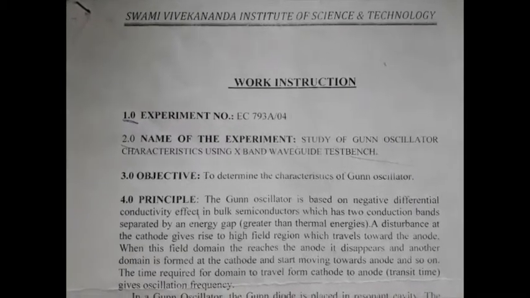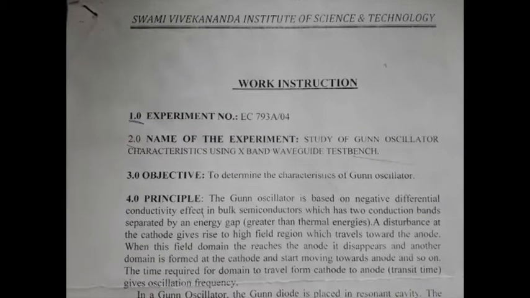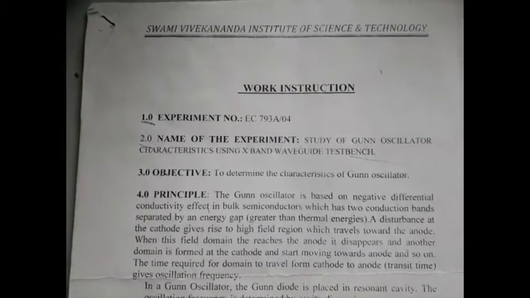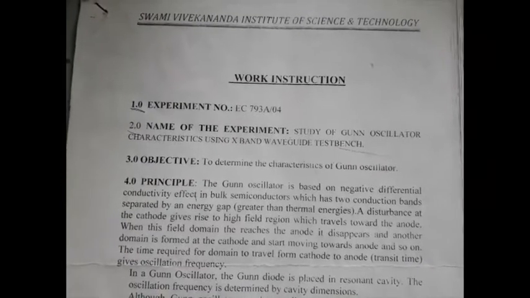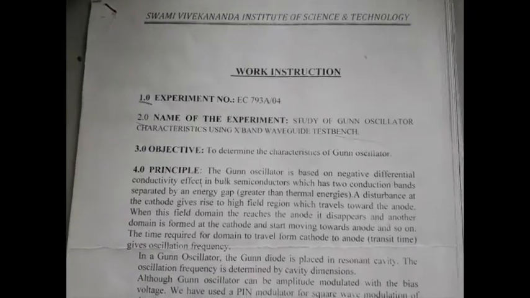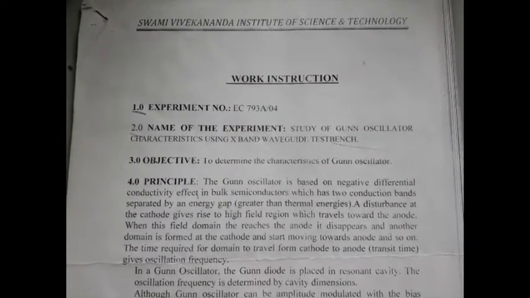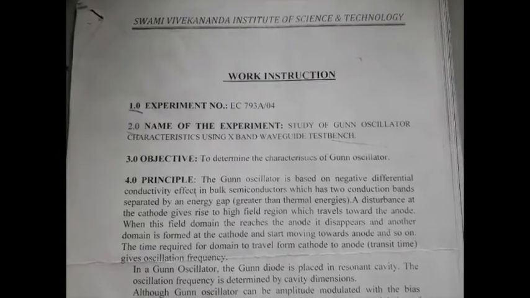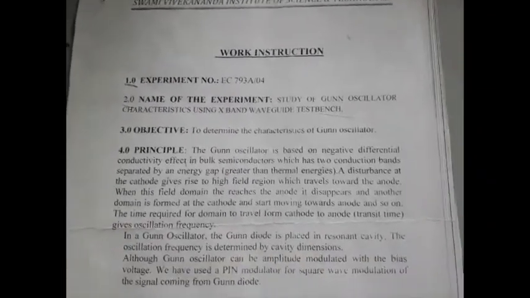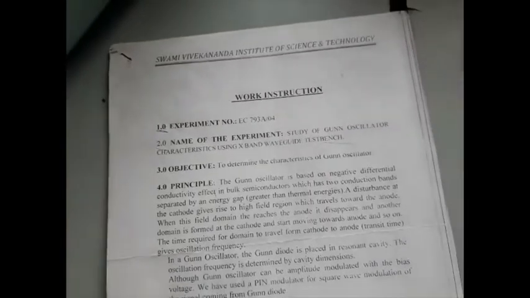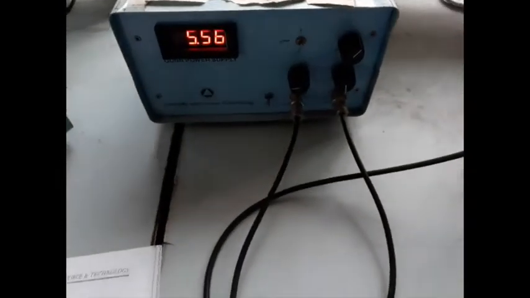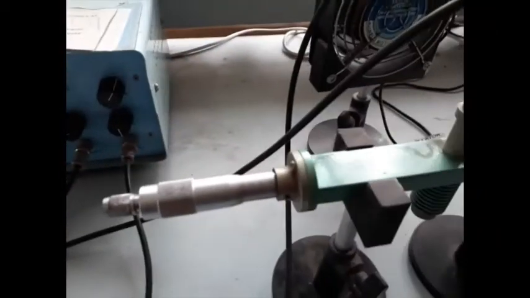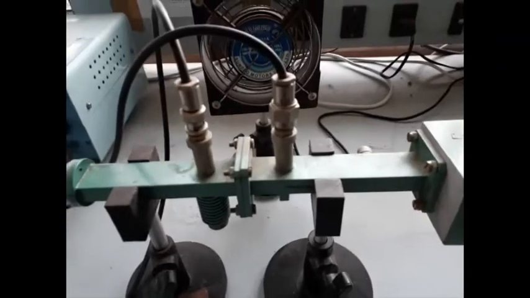In this new experiment, we have a study of GaN oscillator characteristics using X-band waveguide. This particular experiment has two different parts. In the first part, we will measure the voltage and current characteristics, and then we will measure the frequency characteristics using some tuner circuit. Now, to measure the current voltage characteristics, we require just this part.